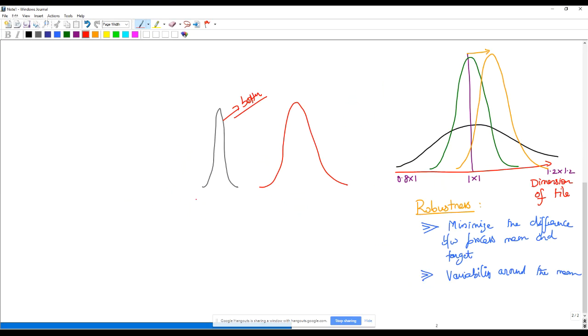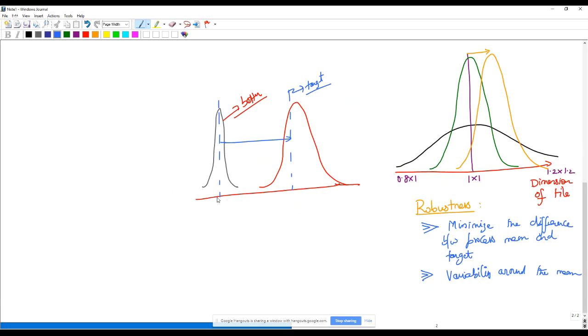But before you tell that, you need additional information, because I never told you what the target is. If the target was something here, the blue line is what the target is, then the red distribution, though it has a larger variability compared to the black, it's a better distribution because the target is here. You have an excellent process capability. However, the mean of your distribution is far away from what I actually want.